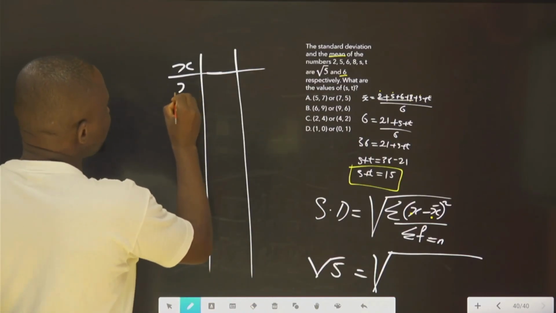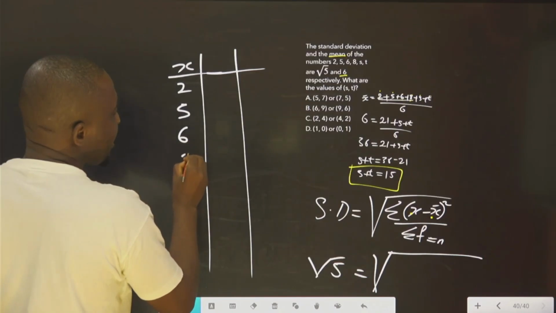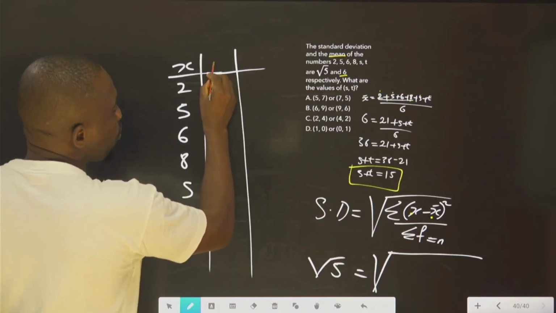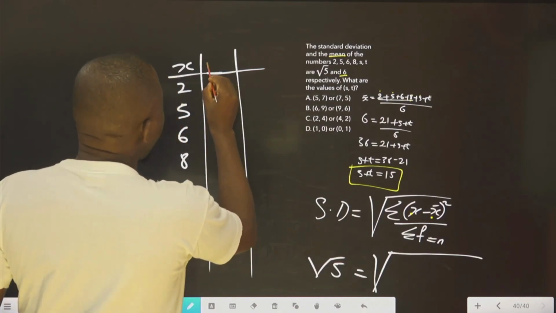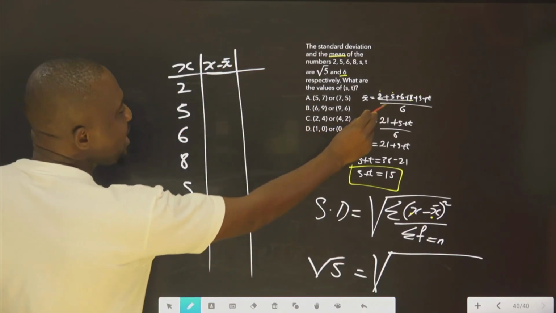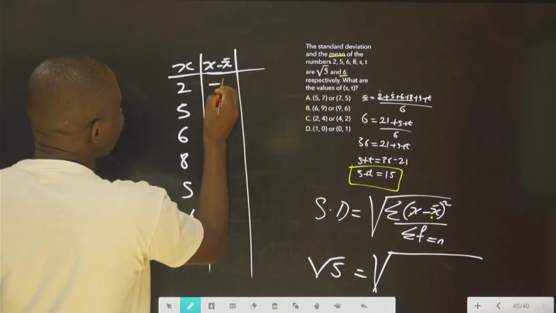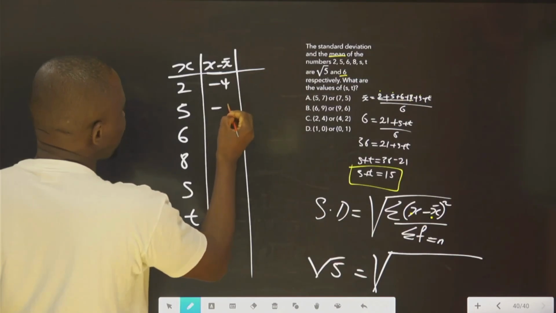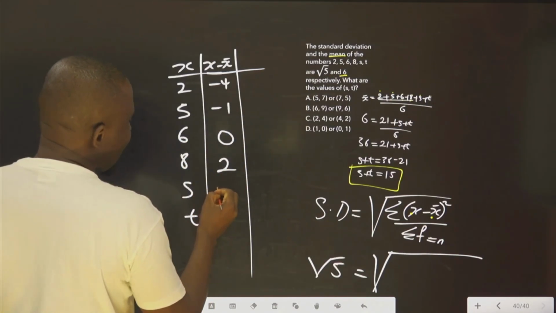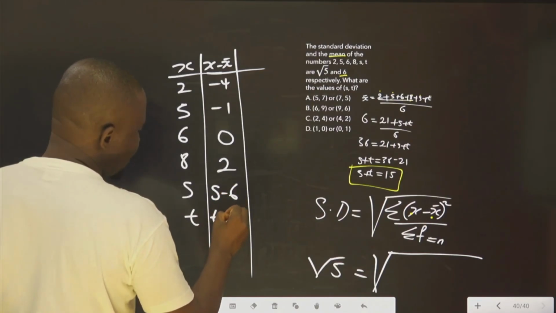Each of the values: 2, 5, 6, 8, S, and T. Then we are going to say x minus the mean. We remove the mean, that's what? 6. 2 minus 6 is minus 4. Here will give us minus 1, 0, 2. This is S minus 6, T minus 6.